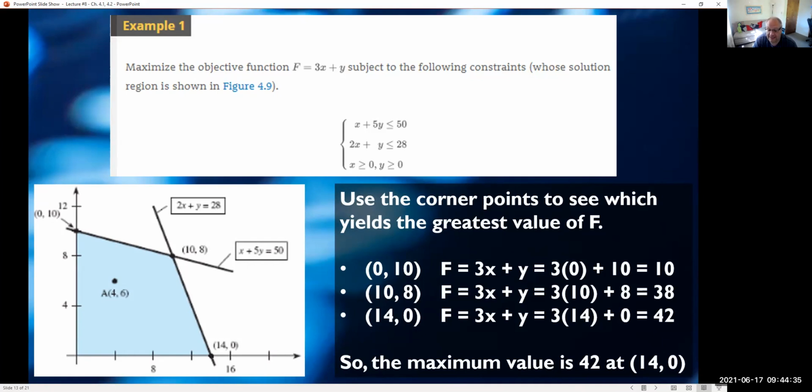The wording looks like this. The maximum value is 42 at 14 and 0. All right, so it's just a little bit more than we've already learned. And as you can see, it's really not that hard. It's just a little bit of function stuff that you might remember from your algebra classes back in high school.